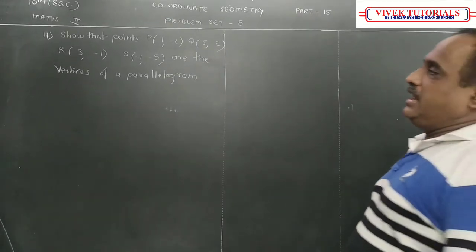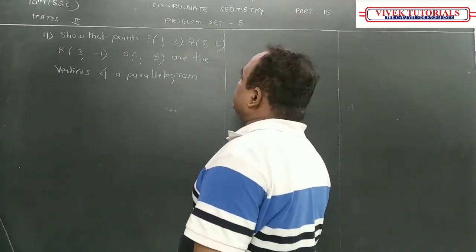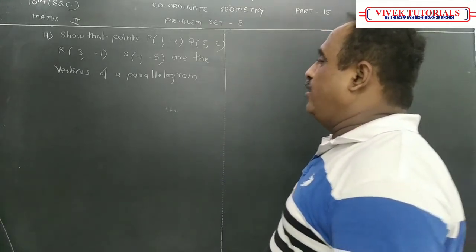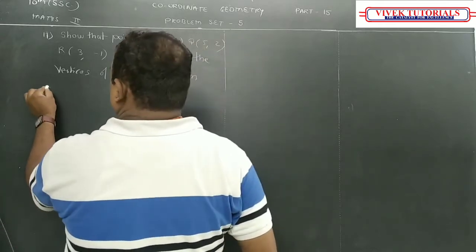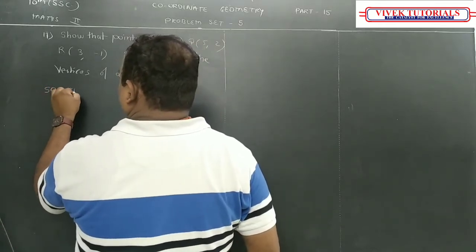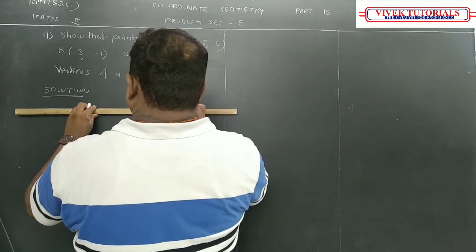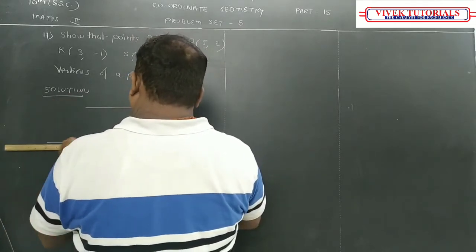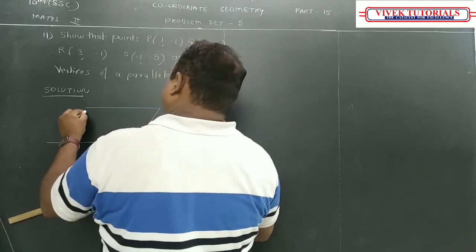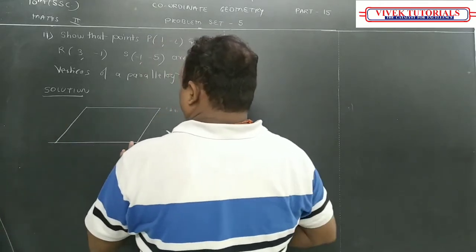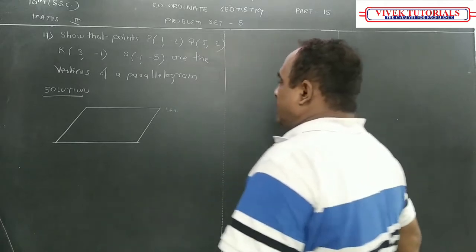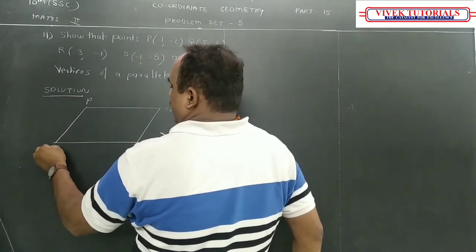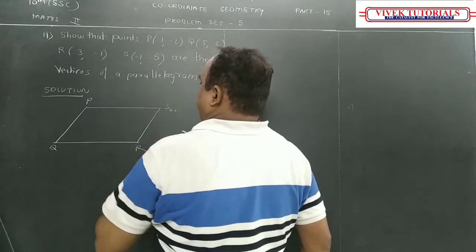They have asked question 11. Show that points P, Q, R and S are the vertices of a parallelogram. Let's draw a diagram. It will look like a parallelogram, but don't consider that it is one; we have to prove that it is a parallelogram. So here it is: P, Q, R and S.